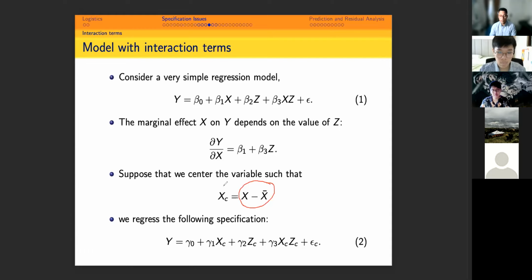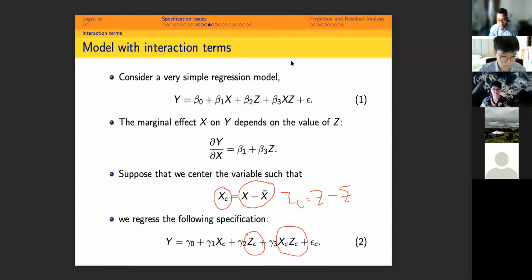We're going to denote the centered variable as xc, and we're going to do that for all the variables. In this particular case, I'm also going to center the z variable. So z centered is just z minus z bar, which is the average value of z. Then we're going to create an interaction term between xc and zc as well.